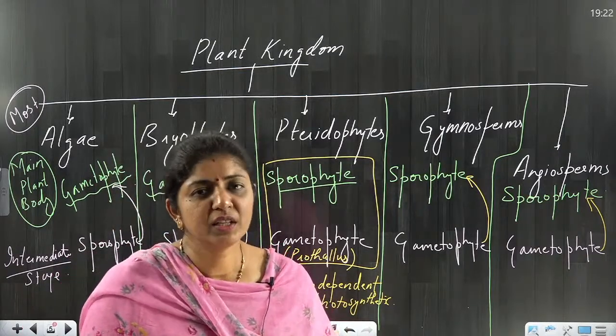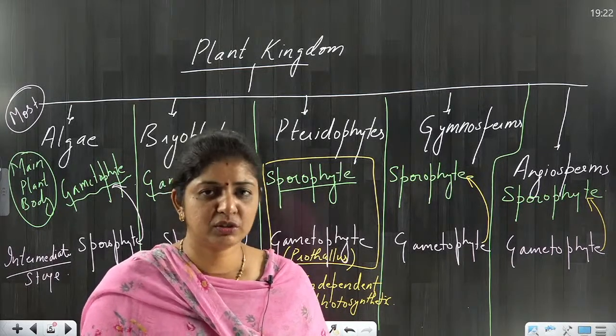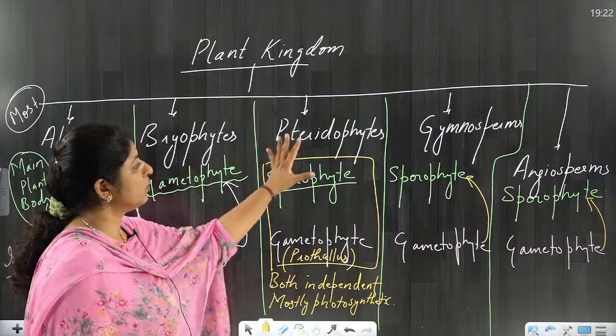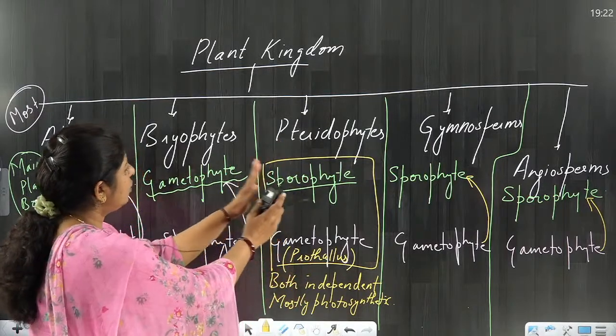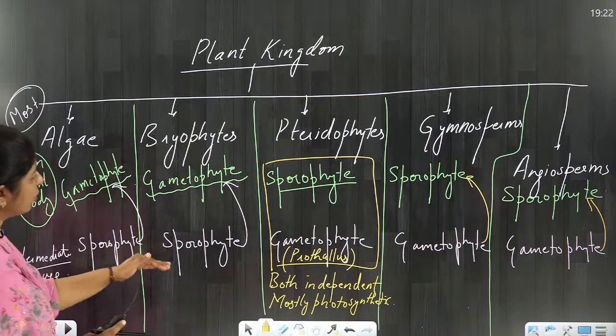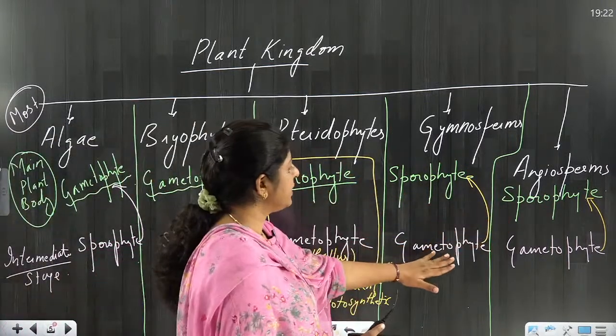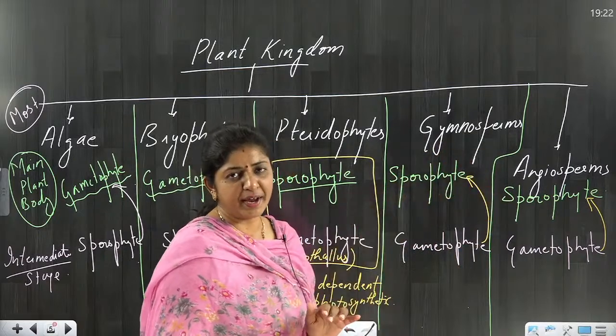Because you will learn within the chapter some of the exceptions, right? So just keep in your mind, here both are independent only in pteridophyte. If you go lower to that, here sporophyte depends upon gametophyte. If you go higher in evolution, the gametophyte depends upon the sporophyte.